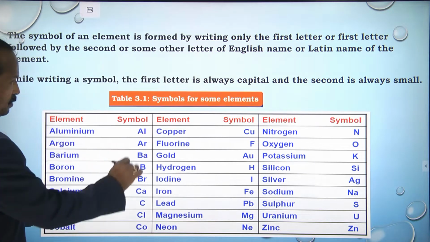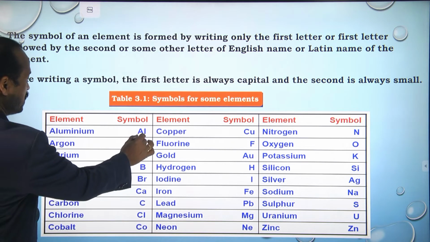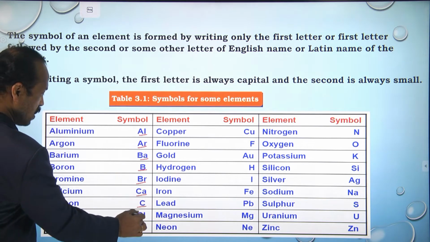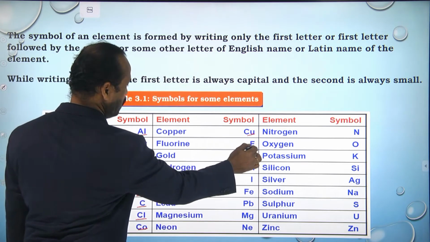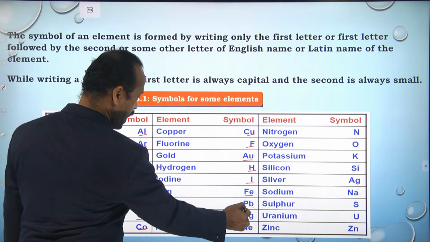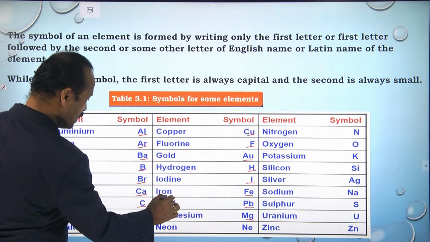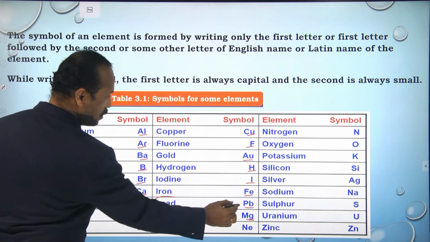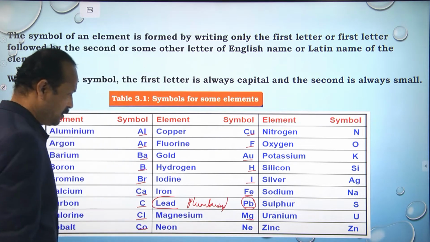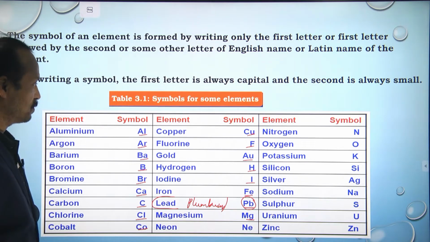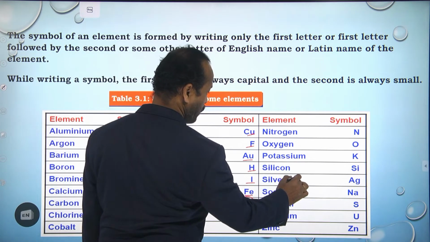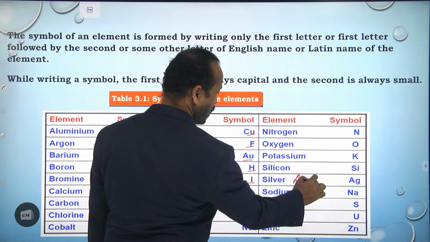Here you see the mostly used elements. Aluminium is Al, argon Ar, barium Ba, boron, bromine, calcium, carbon, chlorine, cobalt, copper, fluorine, gold, hydrogen, iodine, iron can also be ferrum, and lead, magnesium. This is lead. What is its Latin name? Pb. Plumbum. Very good. Next, magnesium Mg, neon Ne, nitrogen N, oxygen O, potassium K, silicon Si, silver Ag. What is the silver Latin name? Argentum.